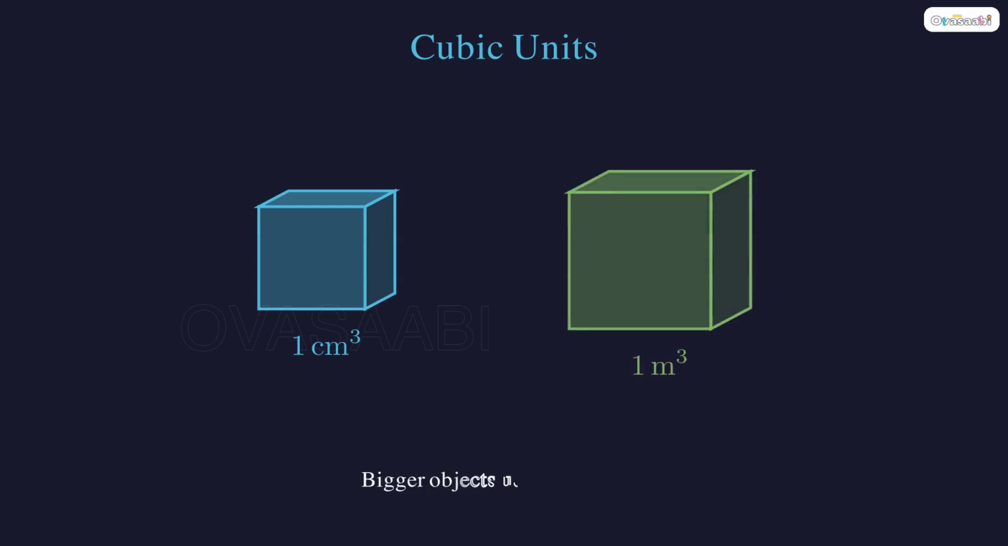Volume is measured in cubic units. A small cube of 1 centimeter on each side is 1 cubic centimeter, written cm cubed. Bigger objects use meters cubed.